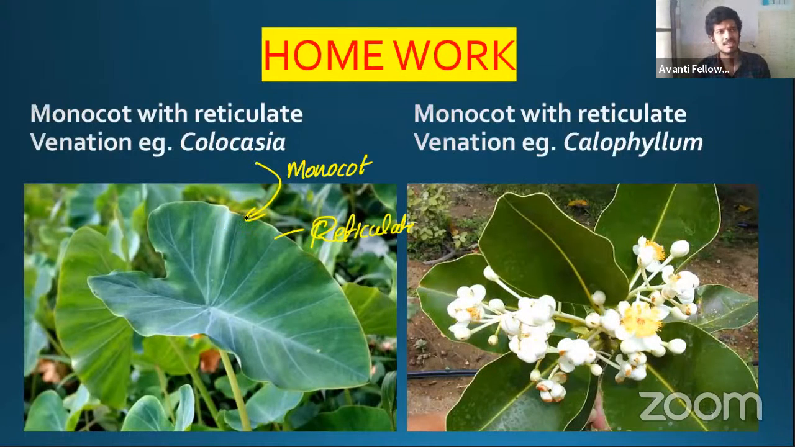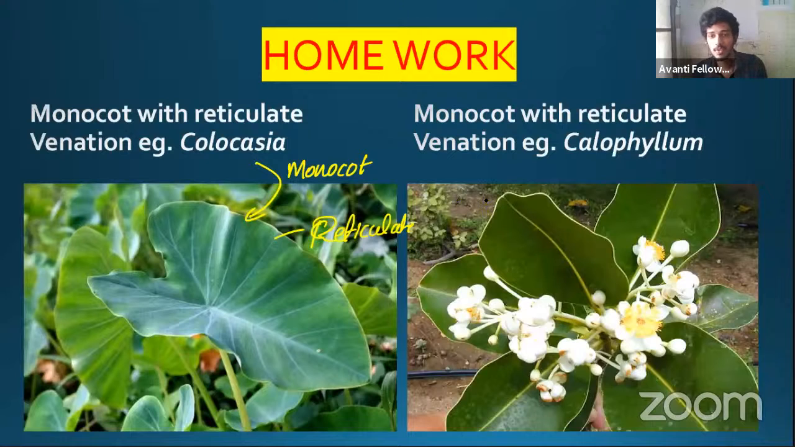They frequently ask this if you check Allen or Akash papers, so you can normally find it. So for monocot, Colocasia is the best example. Any other examples? Smilax, yes, Smilax, correct. Didn't you find any other things?